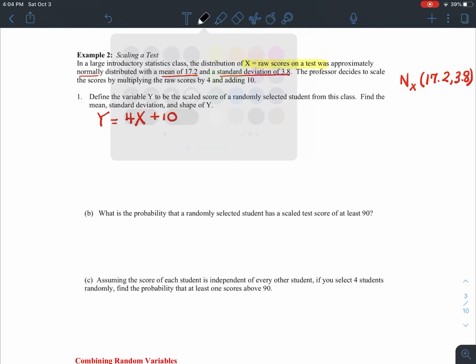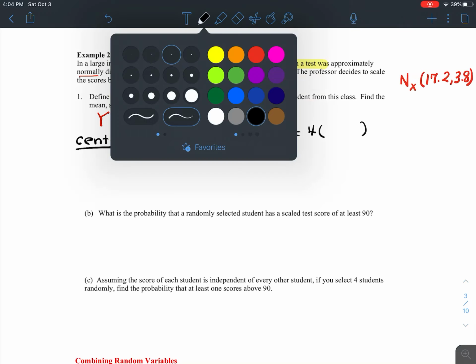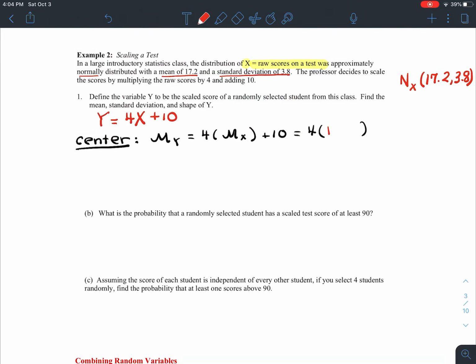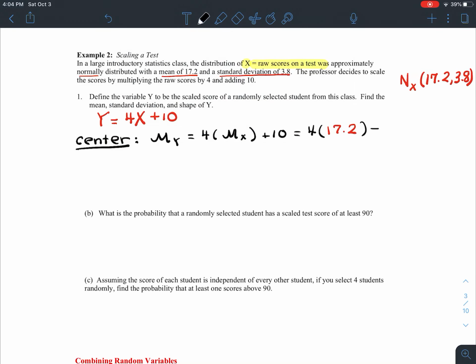Okay, so here would be our description for how we would be getting y through the transformation here. It said we are going to multiply x by 4 and then add 10. Okay, so there's our definition for the variable y. Then it asked us to go through and discuss what the center is for y. Okay, so this would be mu sub y. Measures of center are impacted by both multiplication and addition.